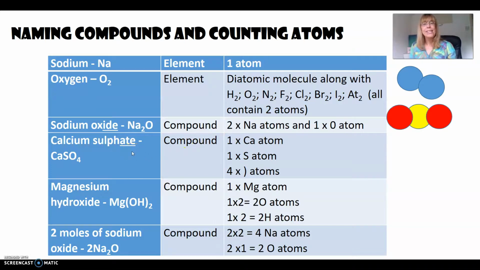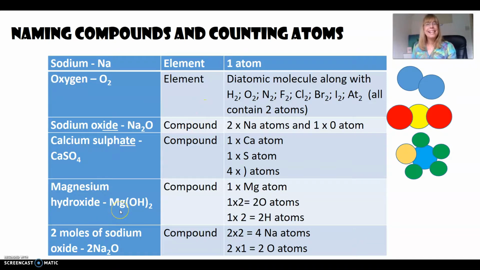Then calcium sulfate. I end in ATE if the third element is oxygen. So I've got 1 atom of calcium. I've got 1 atom of sulfur. And how many atoms of oxygen? Well done. I've got 4 atoms of oxygen. So it's going to look something like that.